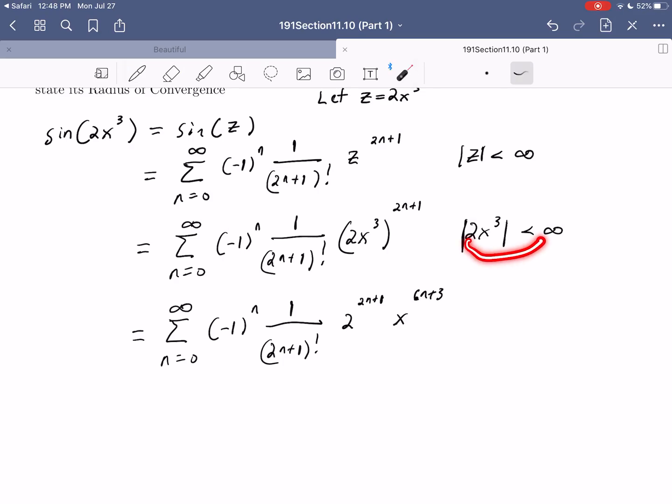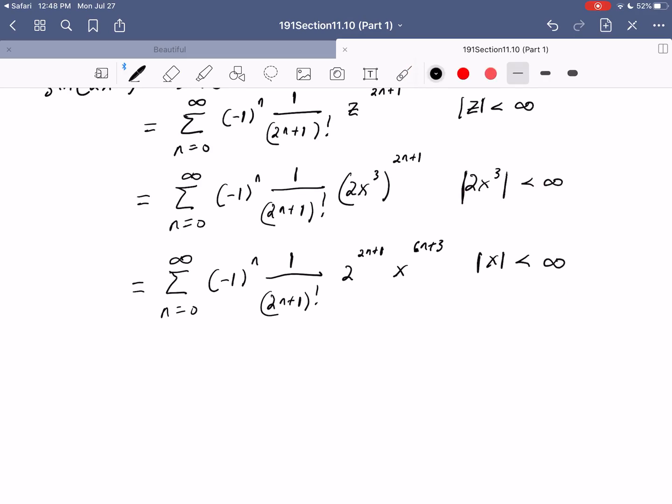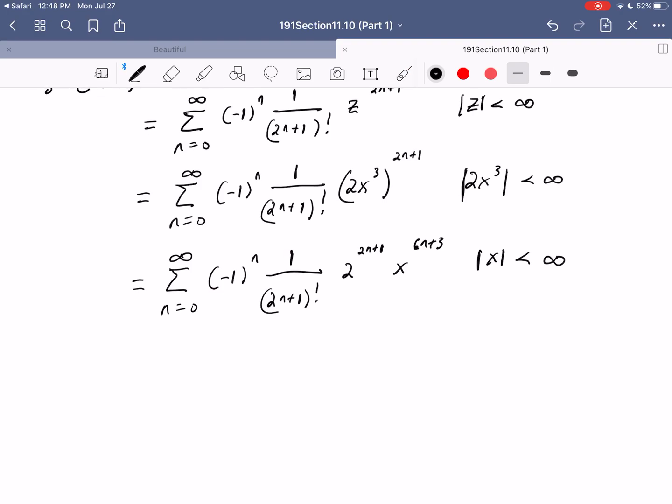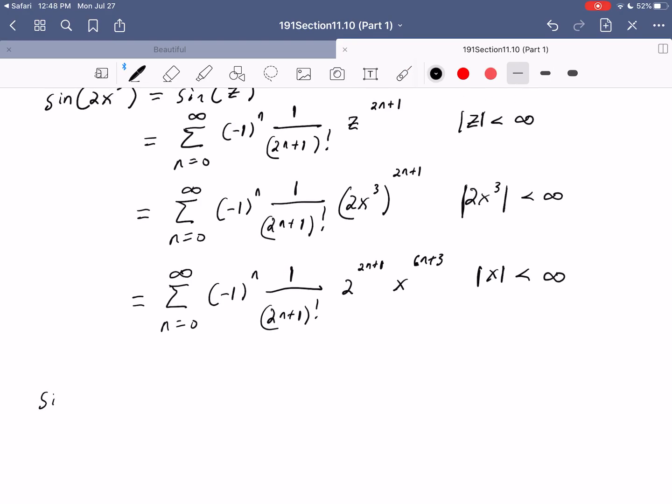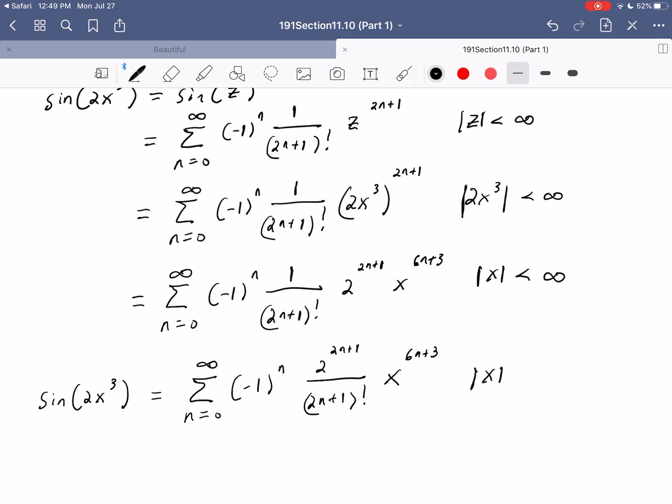And then, of course, this, you can divide by 2 and cube root, not going to change anything as long as x is less than infinity. Last thing I might do is just put this here so that all the constants are here and the power terms are there. So we can summarize that sine of 2x cubed is equivalent to the infinite polynomial, the sum from n equals 0 to infinity, minus 1 to the n, 2 to the 2n plus 1, over 2n plus 1 factorial, x to the 6n plus 3, as long as the absolute value of x is less than infinity. Okay, there's a Maclaurin series for sine of 2x cubed.